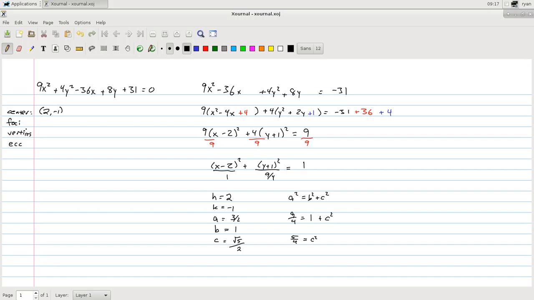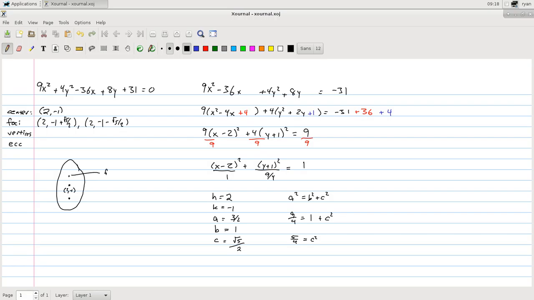Now for the foci, we have to go in the direction of the major axis. The larger of our two denominators was under y, so we know the ellipse has to open upward. It's going to be a tall ellipse rather than a wide ellipse. So from our center, which is at (2, −1), we're going to go upward by c units, so up √5 over 2 units. That says we've got (2, −1 + √5/2). And we've got to go down √5 over 2 units to get to the other focus, so this will be (2, −1 − √5/2).